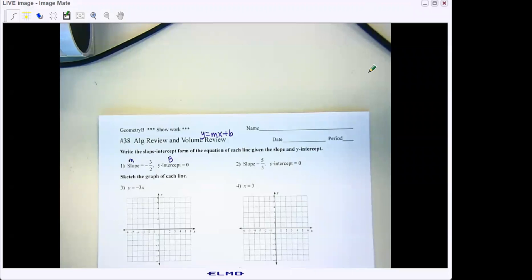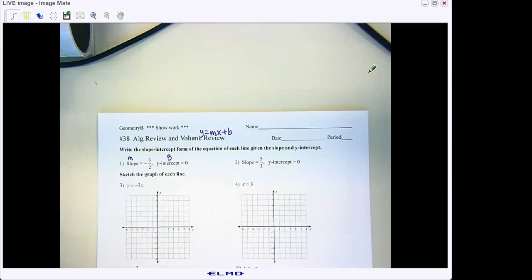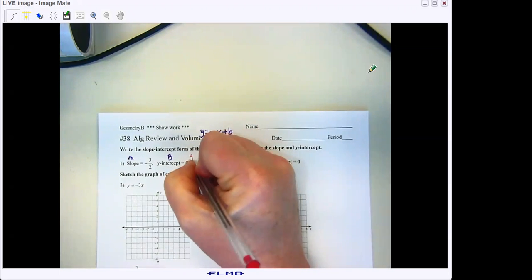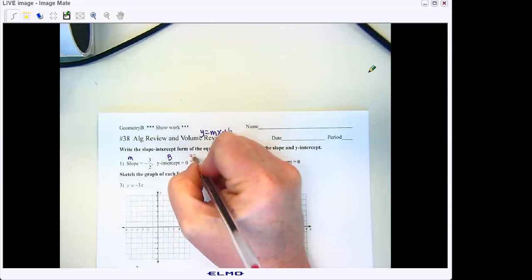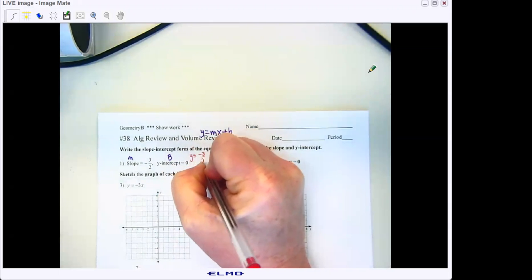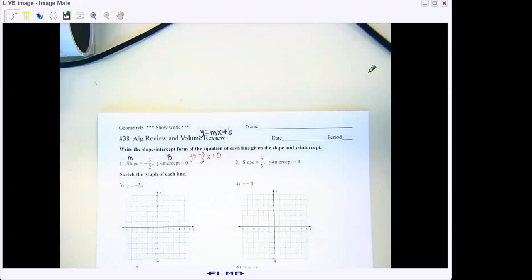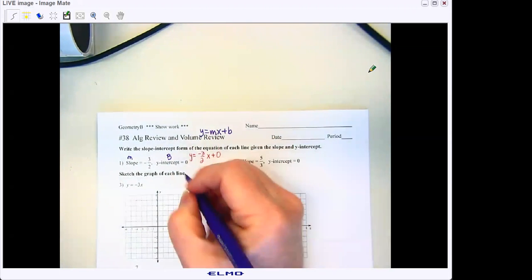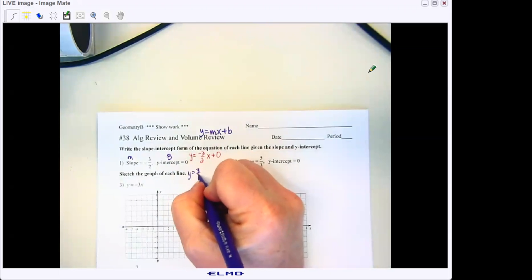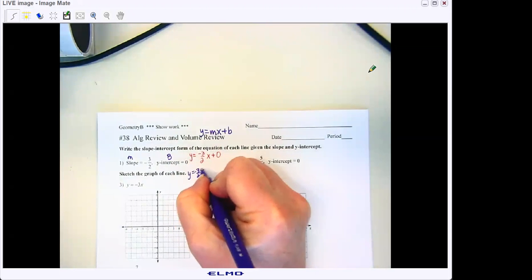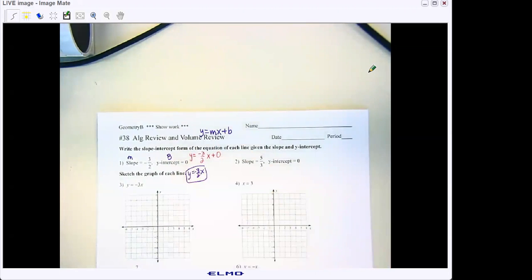So we're gonna work on this part of the assignment, given an m and a b, we're putting it into y equals mx plus b. Okay, so y equals m, which is -3/2. x goes next to that plus 0. But we don't write plus 0. We would just leave it as y equals -3/2x and be done.